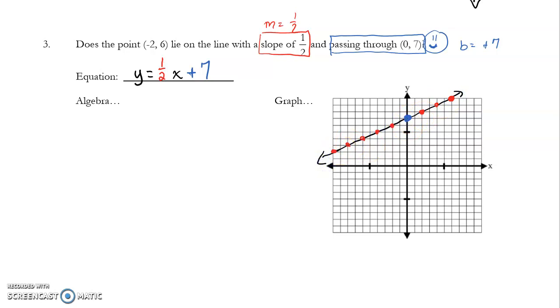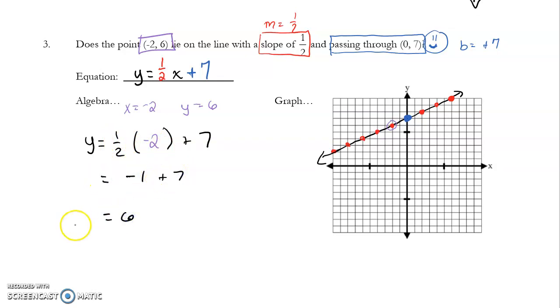Now I can check this way. Does this point lie on that line? Negative 1, negative 2, 1, 2, 3, 4, 5, 6. It sure does. So I should be able to check this algebraically now. When my x is -2 and my y is 6, does y equal 1/2 times -2 plus 7? I'll use purple again. And again, order of operations: 1/2 times -2 is -1. -1 plus 7 is 6. And yes, 6 equals 6, so we are happy.